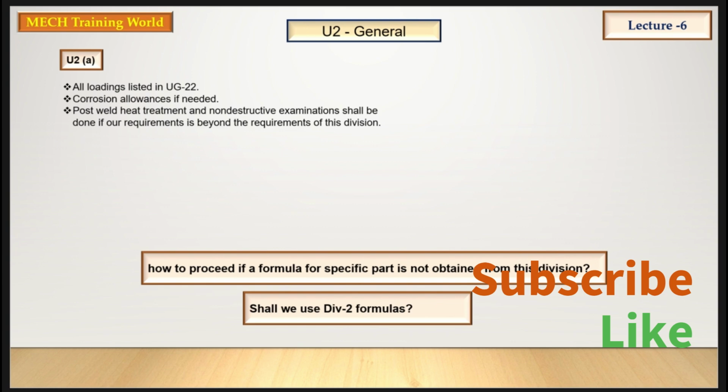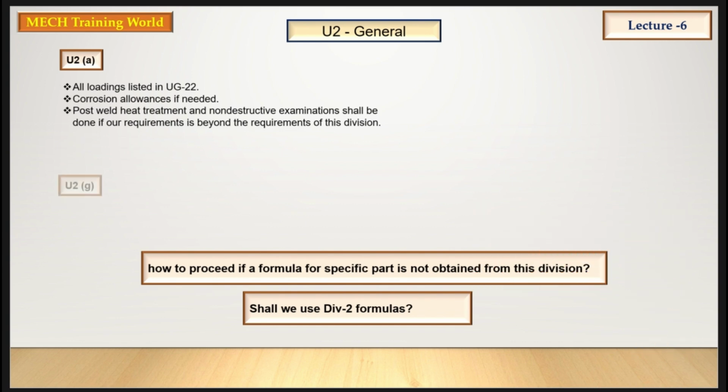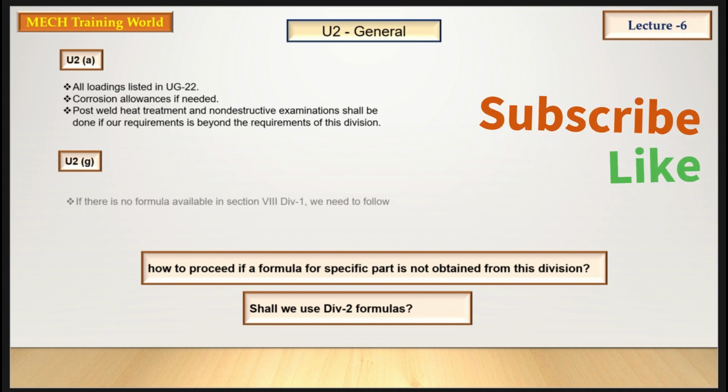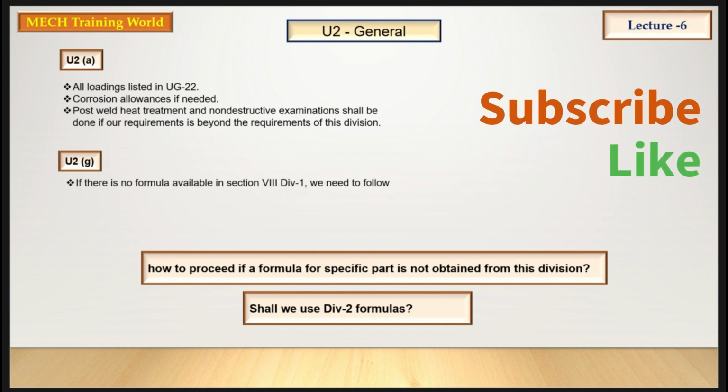The answer to this question is mentioned in U-2(g). It provides guidance on how to proceed when your formula is not there in Section 8 Division 1. So simply we need to follow three methods. First one is Mandatory Appendix 46. This appendix is the bridge between Division 1 and Division 2, guys.